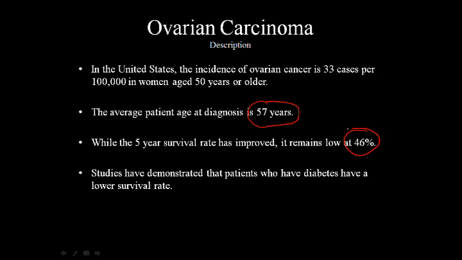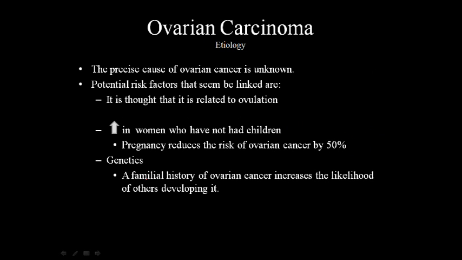Studies have demonstrated that patients who have diabetes have a lower survival rate. As we know, patients with diabetes have a tendency to have more difficulties overcoming surgical interventions and things like that, and potentially this is why you have lower survival rates. The precise cause of ovarian cancer is unknown. Potential risk factors that seem to be linked are ovulation, and so we assume that it could be related to ovulation.